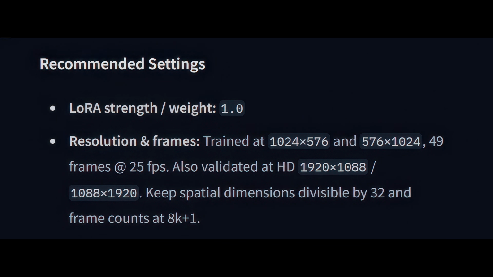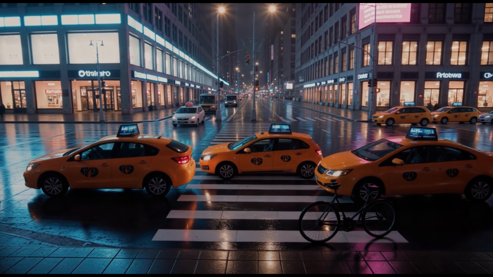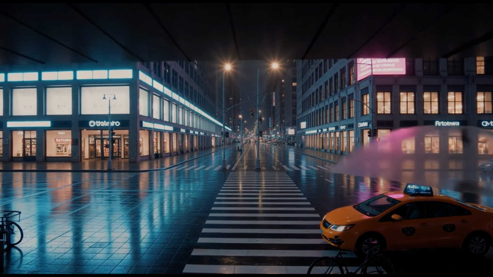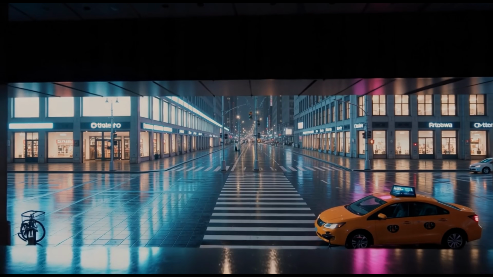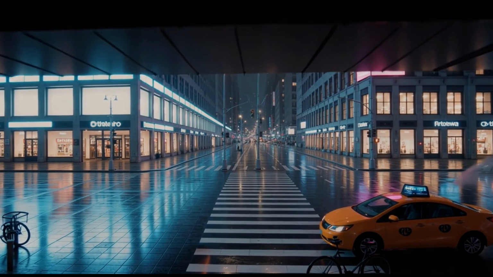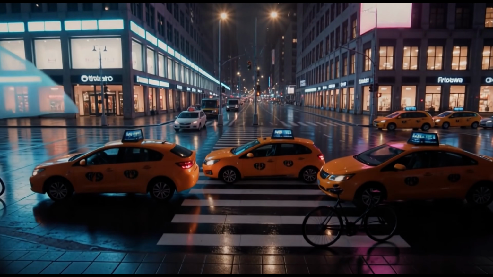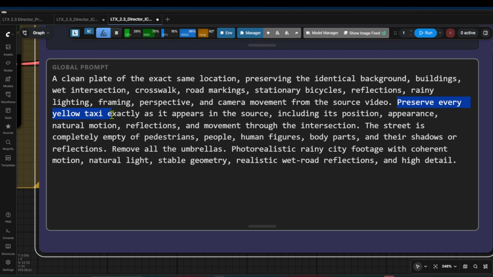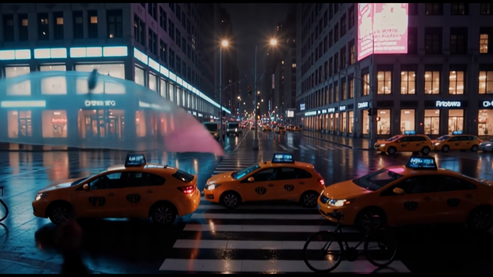The official recommendation is to begin with a LoRA strength of 1.0, and that is exactly where I started. In the rainy street test, a strength of 1.0 removed the people surprisingly well, but several umbrellas remained floating through the scene, and some people reappeared during the final second. I wanted the taxis to remain, but the LoRA tried to remove them inconsistently, and several of them reappeared later in the clip. Next, I revised the prompt to explicitly tell the model to preserve the taxis. That worked, but a single floating umbrella remained and ruined the entire shot.